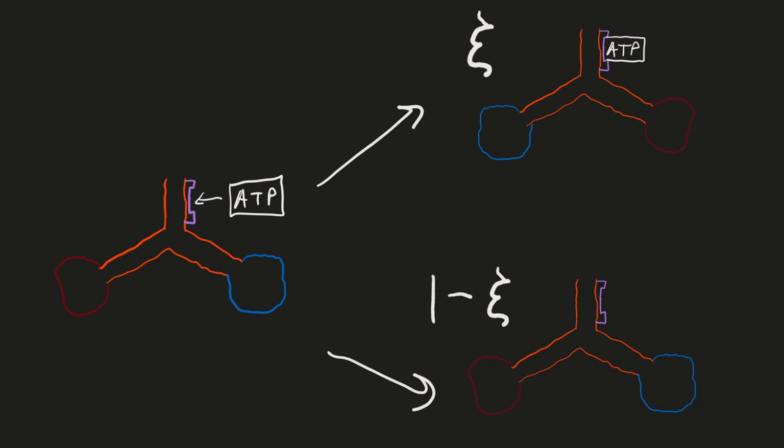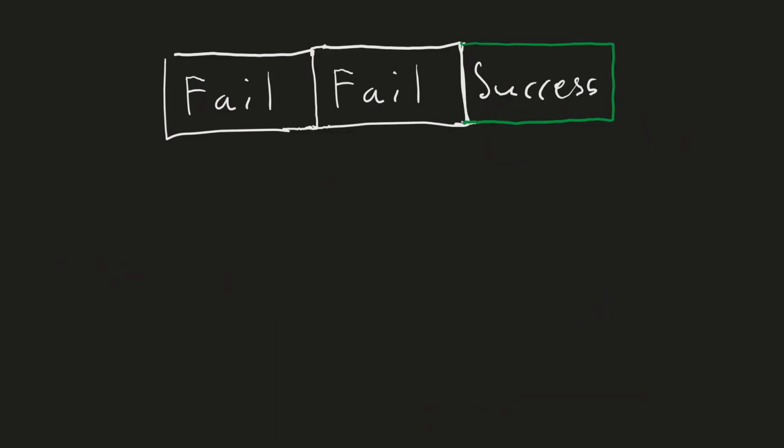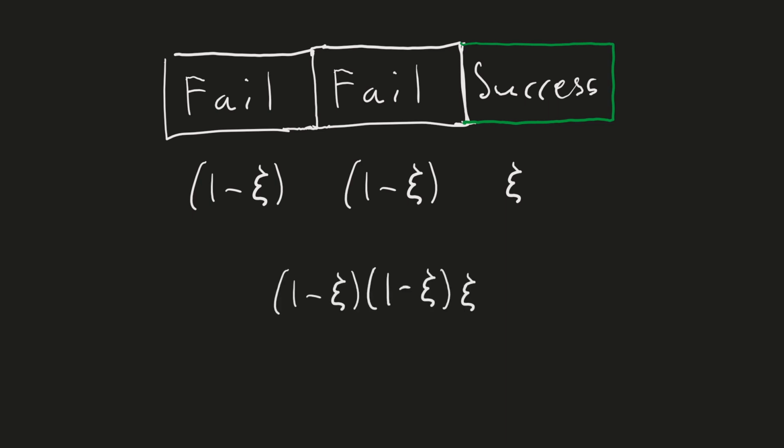If a coin has a 3/4 chance of heads, then it must have a 1/4 chance of tails, right? Because one of those events has to happen. An event with a binary result is called a Bernoulli trial. In this case, we're asking how many Bernoulli trials have to occur before the motor takes its first step. Let's say we wait 2 trials and on the third get a step. That's saying we get 1 minus eta and 1 minus eta and finally eta, which means the total probability is 1 minus eta times 1 minus eta times eta.